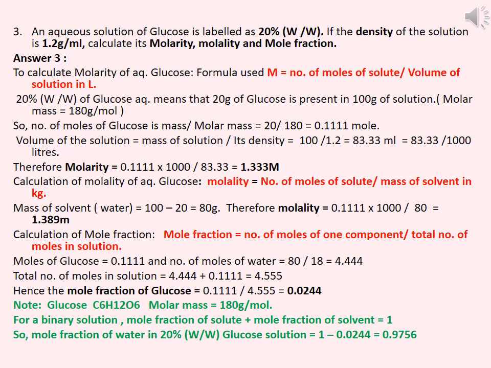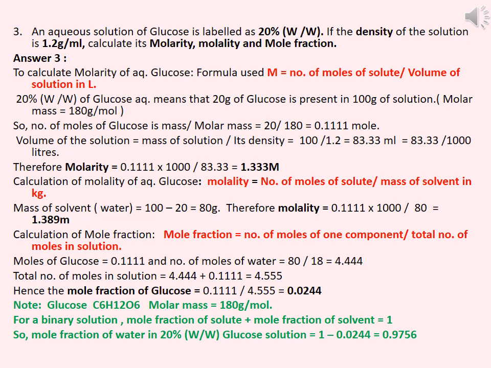Question number 3. An aqueous solution of glucose is labeled as 20% W by W. W by W means weight percent. You can also call it mass percent or weight percent. So it's 20% W by W. If the density of the solution is 1.2 gram per ml, calculate its molality and mole fraction.